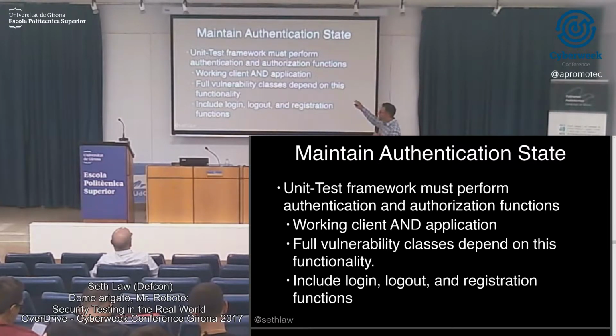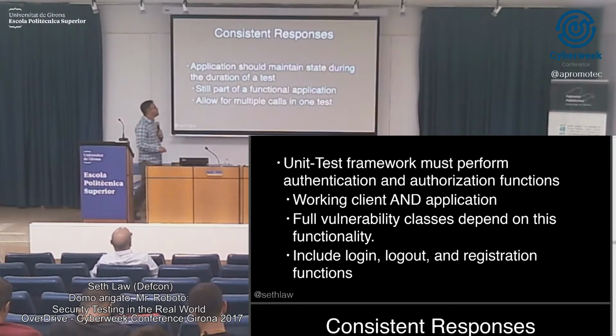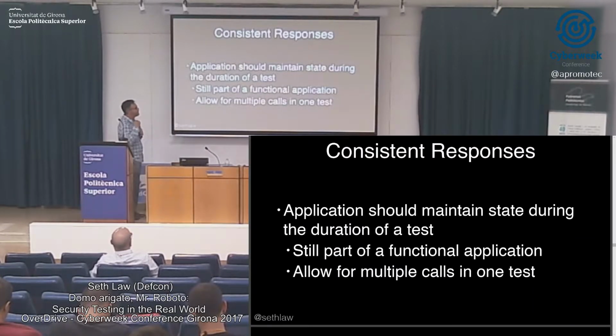So we need a working client and application. The full vulnerability classes depend on this functionality. Anything like log in, log out, whether or not someone can access a portion of the application, that's all very important for a security unit test. And finally, consistent responses. Applications should maintain state, so if I insert something into the application, I should be able to look that up the next time I access that portion of the application. Allow for multiple calls in one single test. If we're doing a full integration test, obviously this would be available.